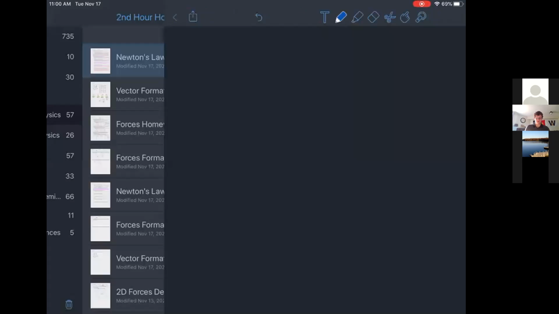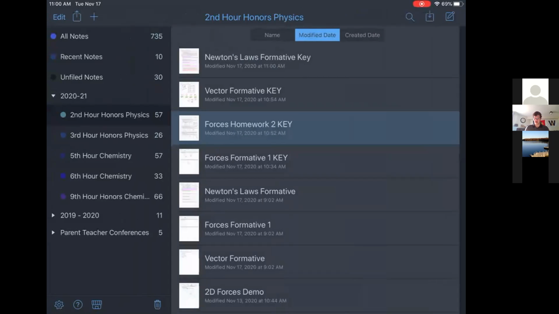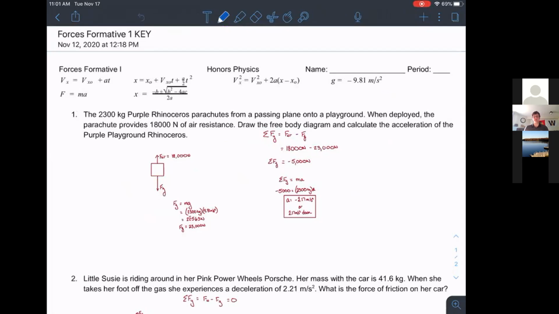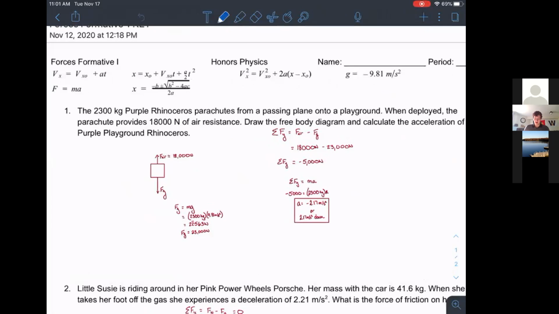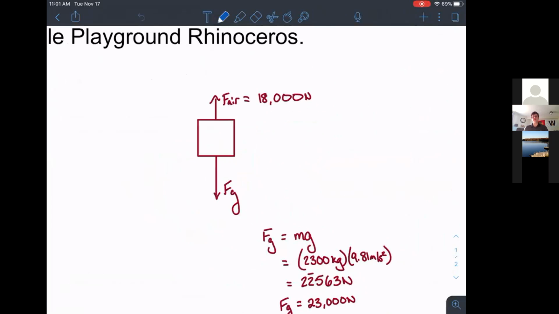All right, we have one more formative. Our final formative, what we did on Thursday. So the first thing I do want to talk about is this free body diagram. You guys did a great job coming up with that.